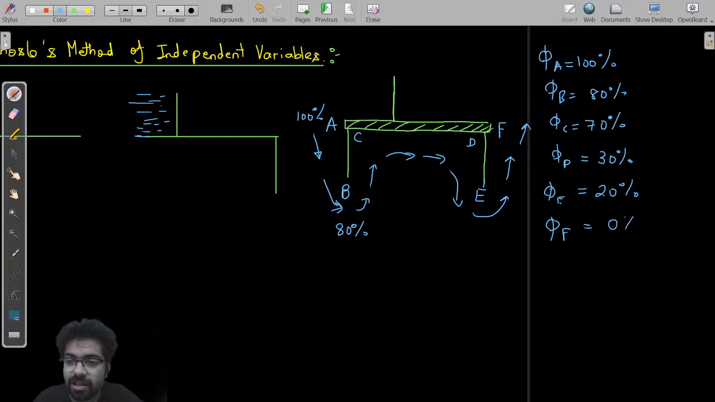Why? Because if energy is left at this point F, then what will happen? It will explode out and erode all the soil, and it will start the formation of pipe, or undermining. You all can understand the fact. That's why we want at this point F, when water is trying to come out, the head should be zero.